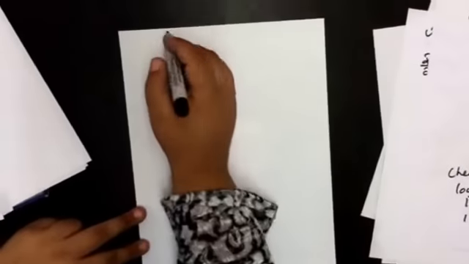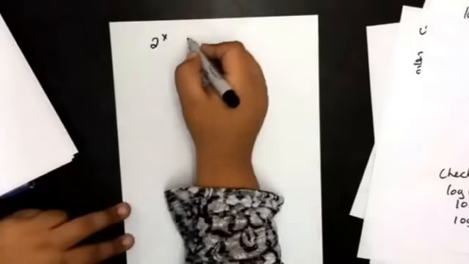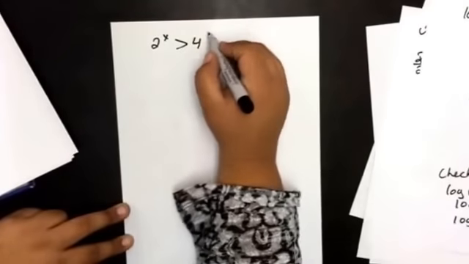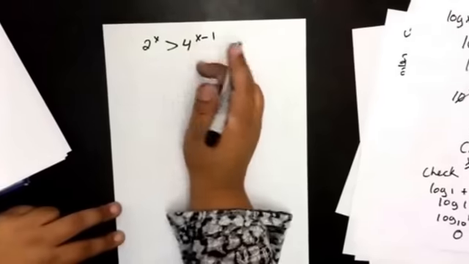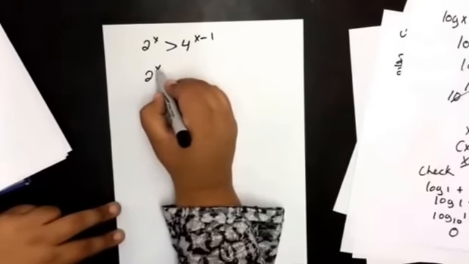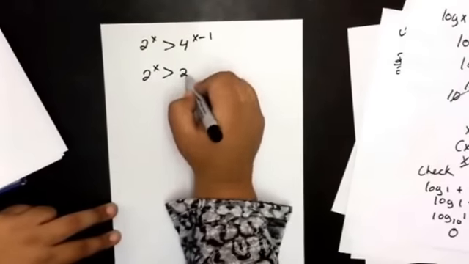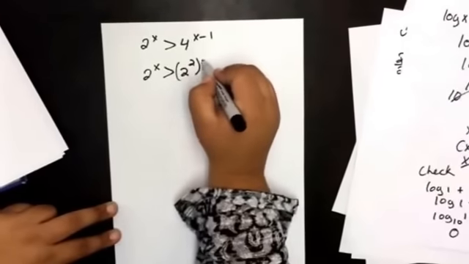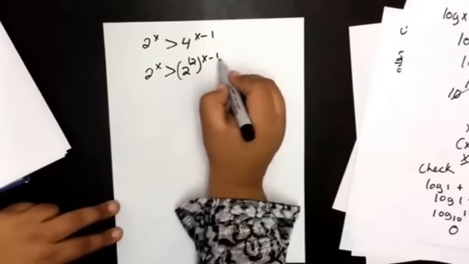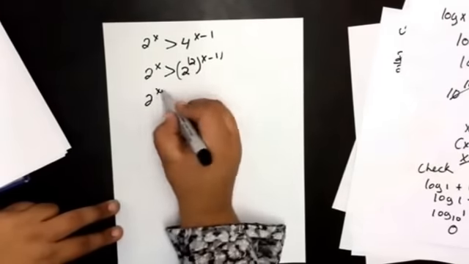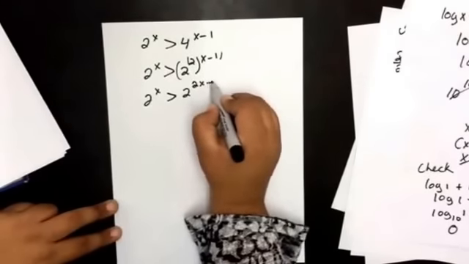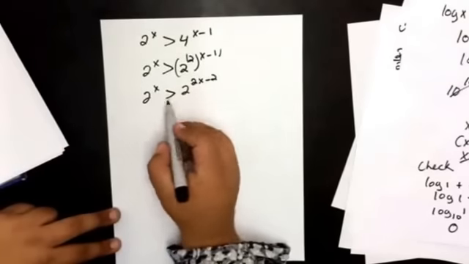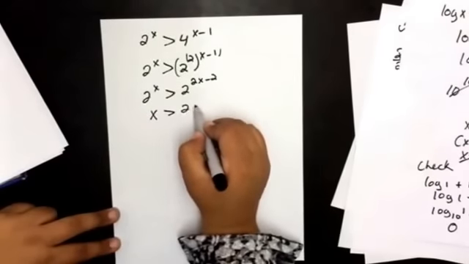Now for solving inequalities. If we have 2 to the x is greater than 4 to the x minus 1, I want to write it as a base of 2. So the 4, I can write as 2 squared, to the x minus 1. What happens to the exponents? You multiply them. So 2 to the x is greater than 2 to the 2x minus 2. Since they're the same base, then I can say that x is greater than 2x minus 2.